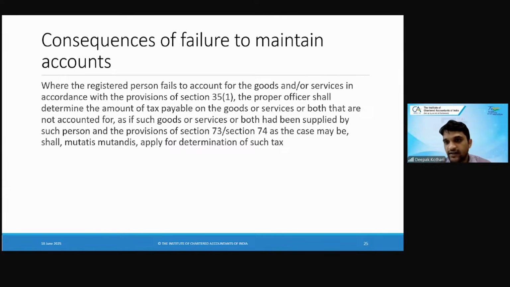Yes, audit trail is mandatory for GST accounts. 73, 74 is not in our syllabus, but you have to understand that 73 or 74 means determination of tax by the officer. That is the provisions of section 73 or 74. Mutatis means same, similar. So mutatis mutandis means whatever is there for 73 will also apply for 74 subject to some changes. That is the meaning of mutatis mutandis.